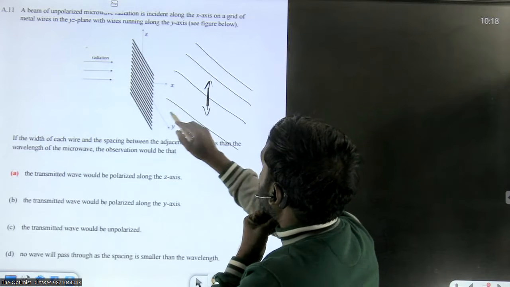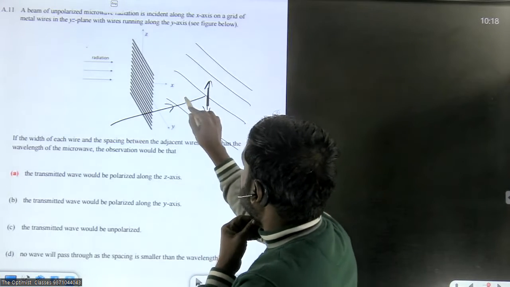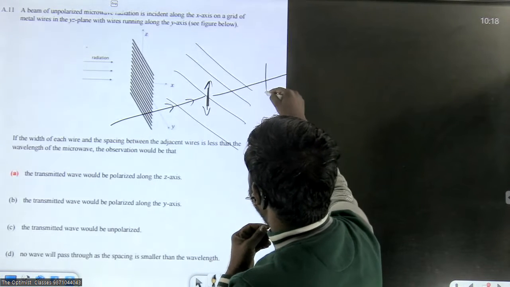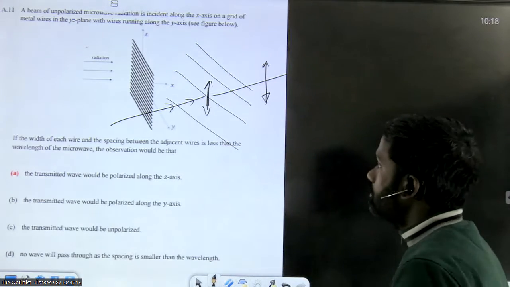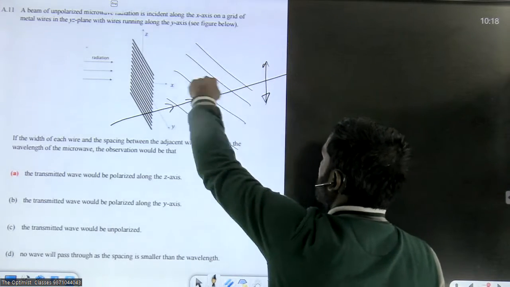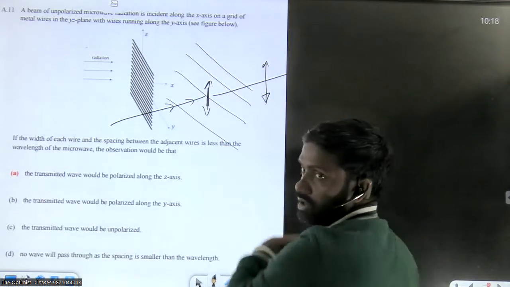So after passing through it, the radiation will have its electric field in this direction, because this electric field is not absorbed by these wires; it is not able to accelerate the electrons inside the wire.